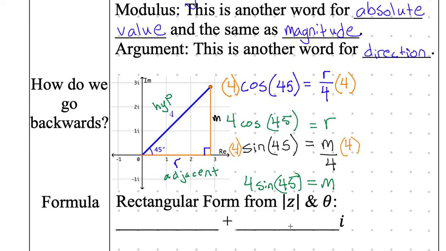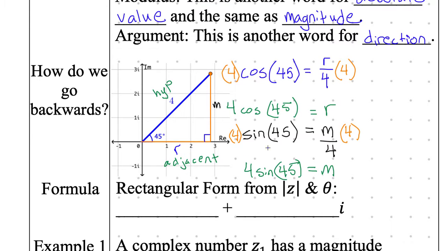So coming down here, I just need to plug in the real dimension. The real dimension was this one. Change out the 4 for absolute value of z, and change out the 45 for theta. Can someone tell me what the formula is? The formula to find rectangular form. Stego. Is that 4 plus 45i?